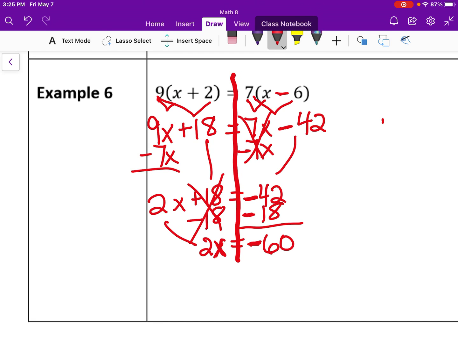Now to get my x right here all by itself, divide both sides by 2. So now I have x equals a negative divided by positive is a negative 30. And there you have it.